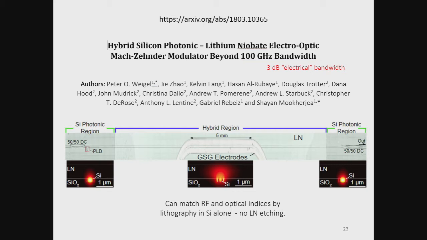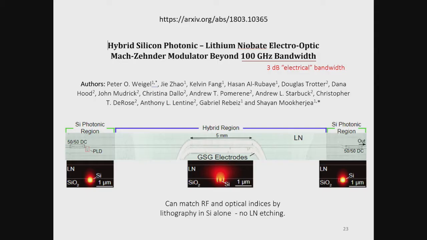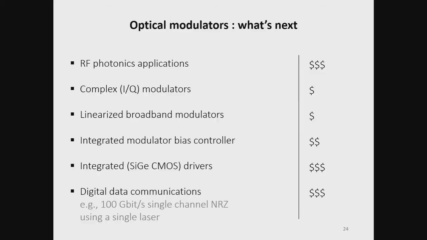And now you can match the RF indices and the optical indices by using lithography in silicon alone. So the lithium niobate never has to be etched. And etching lithium niobate is not only difficult, but it induces charges and degradation, and it drifts with time. This is just essentially pasting some lithium niobate on top of a silicon photonic circuit, getting the indices just right. And I encourage you to look at the paper in the abstract. The modulator has a 3 dB electrical bandwidth exceeding 100 gigahertz. So it really gives us some extra knobs to play with, and it gives us a modulator that outperforms the state-of-the-art quite handily. More details in there.